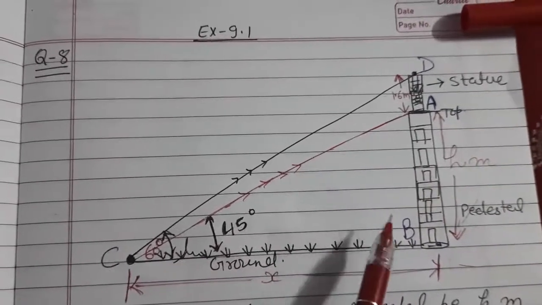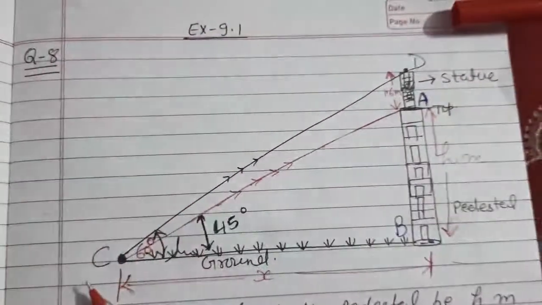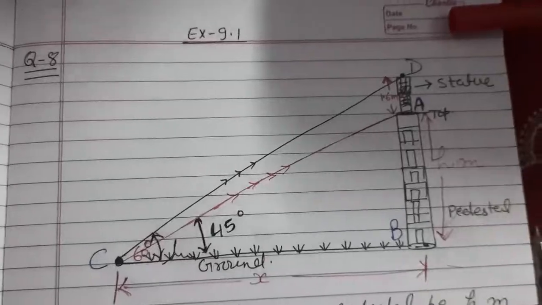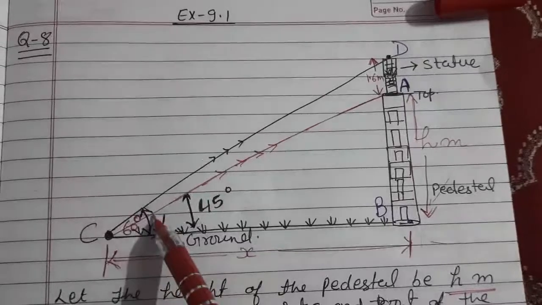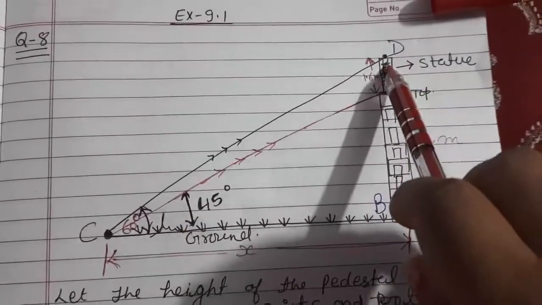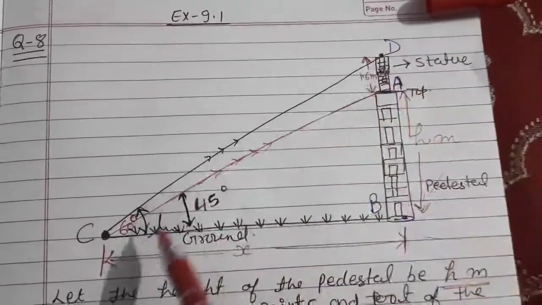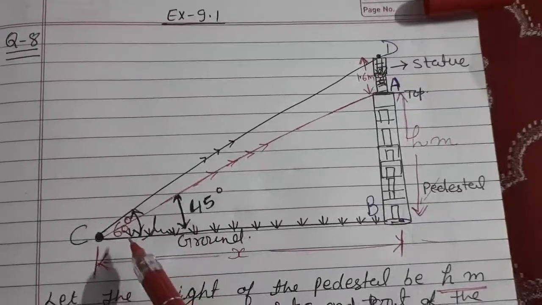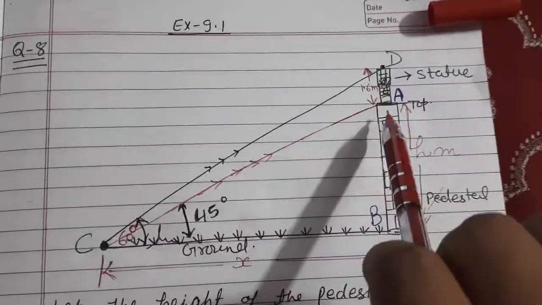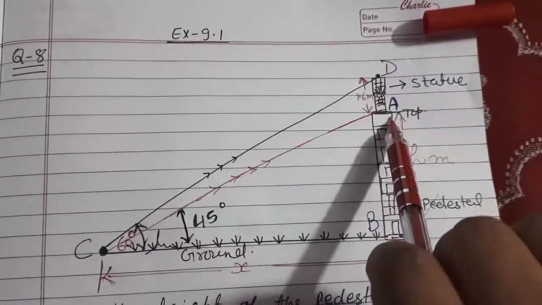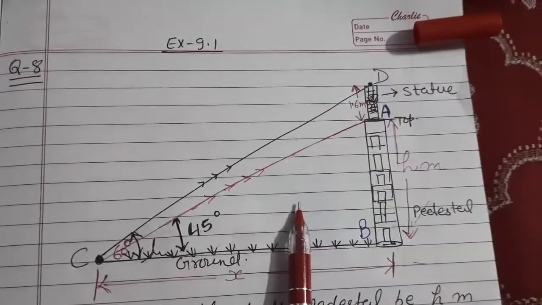Now this is the ground, and on the ground there is a point C. From this point C, the angle of elevation of the top of the statue at point D is 60 degree, and again from the same point the angle of elevation of the top of the pedestal, whose top is at point A, is 45 degree. So now this is the diagram we have.